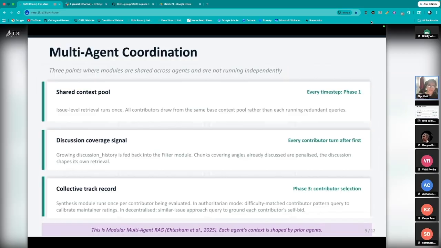And the third part is the collective track record, which is used by the synthesis module and runs once per contributor being evaluated. In authoritarian mode, the difficulty match and contributor pattern queries calibrate maintainer ratings, and in decentralized mode, the similar issues query grounds each contributor's self-bid.